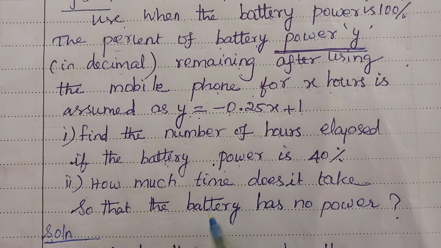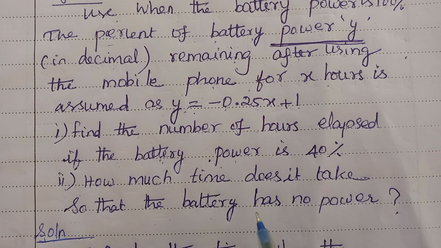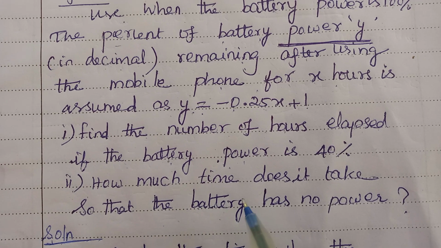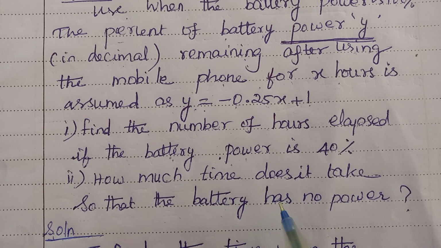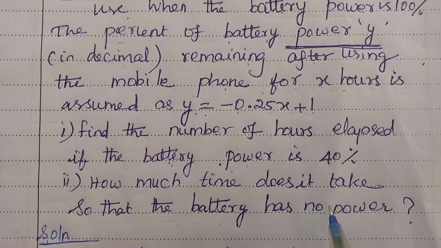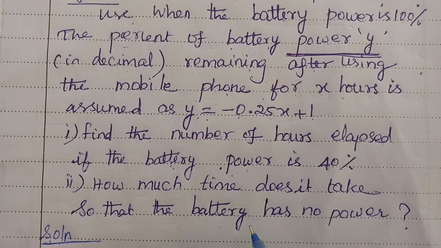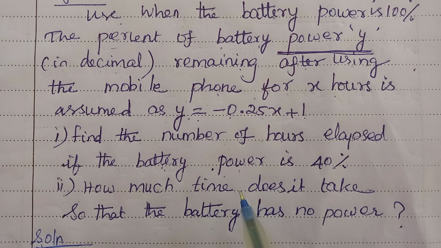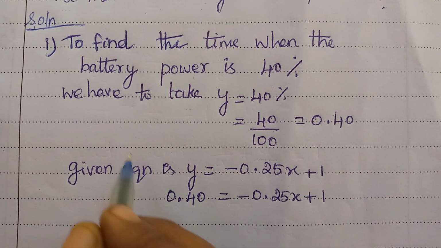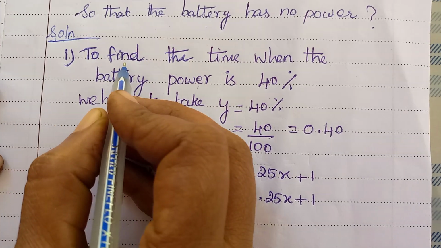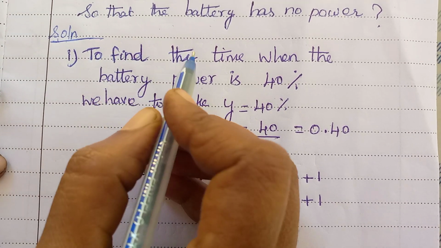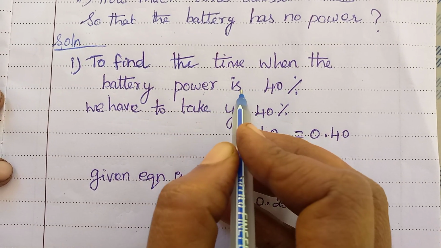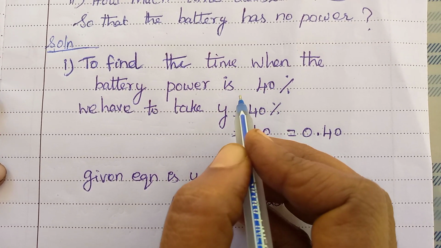From the second subdivision, what did you understand? When the battery comes to 0 power, how long will it take? Here also time. So in both subdivisions, time we have to find out. Let's do the first subdivision: to find the time when the battery power is 40%.